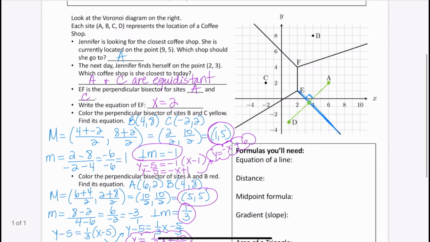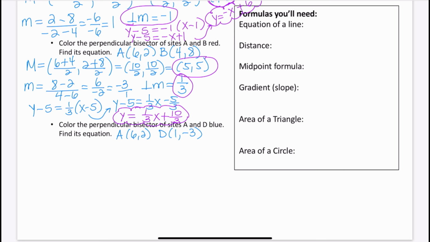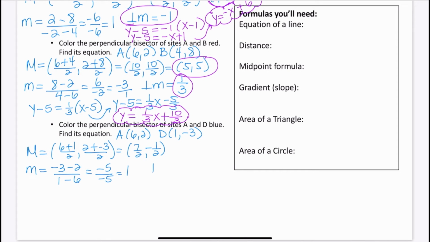So A is the point (6, 2), D is the point (1, -3). Figure out the midpoint. Once you get your answer, you can leave it as a fraction, or if you prefer, you can put it as a decimal. To figure out the slope, we're going to do y2 minus y1 over x2 minus x1, -5 over -5, which is +1, which means my perpendicular slope is going to be -1.